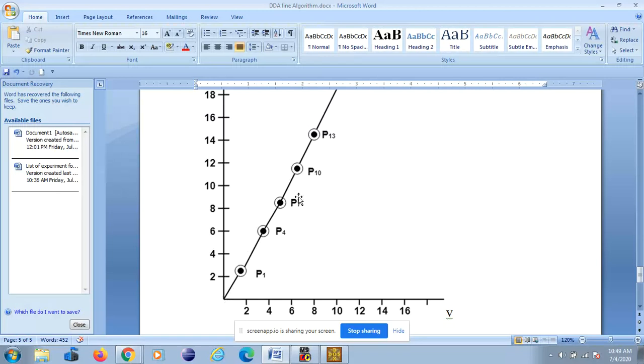So this is one example. I hope you understand the DDA algorithm from this example. In the next video I will show you the implementation of this DDA algorithm in Turbo C. I hope you understand this. Thank you, students.